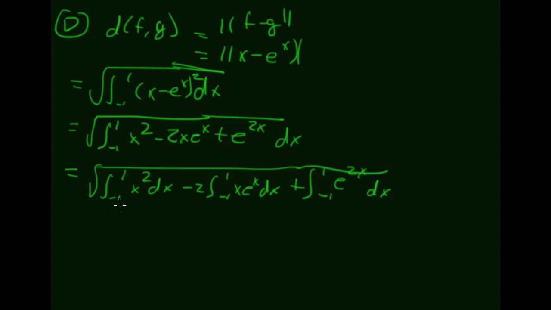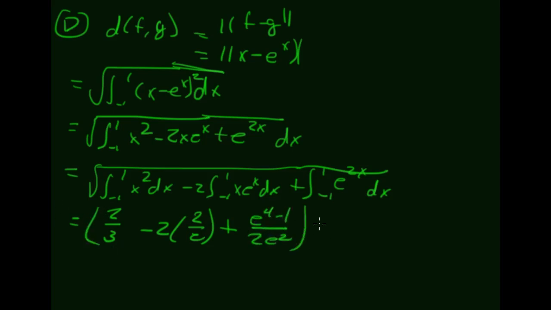And the advantage of doing that is we know what all of these integrals are from previous work. So we know that this one comes out as 2/3. We know that this one comes out as 2 over e. And we know that this one comes out as e to the 4th minus 1 over 2e squared, all to the 1/2. I'm going to leave it there because that is a complete value. I think I did some work trying to simplify it in the notes, but you can just leave it there.